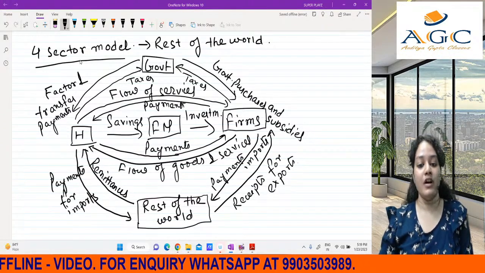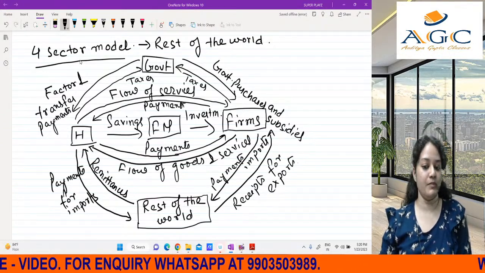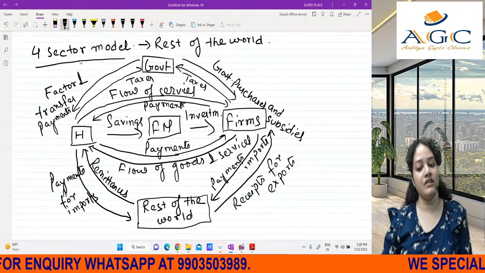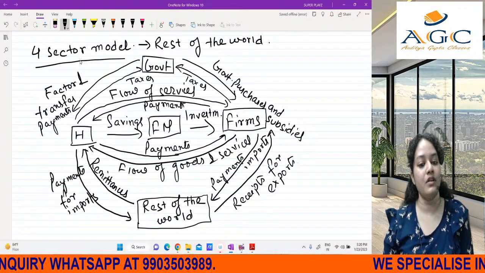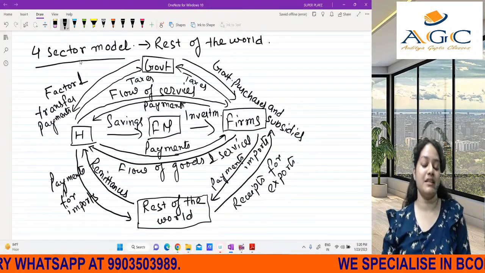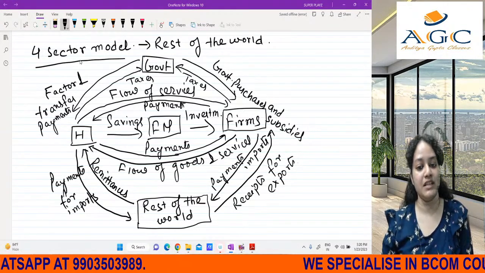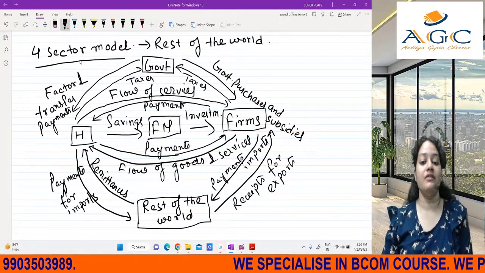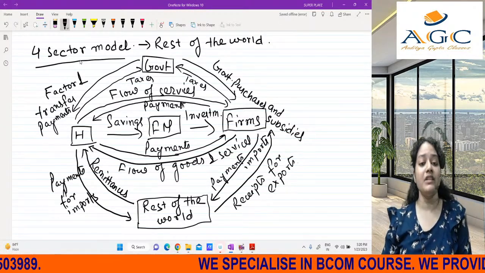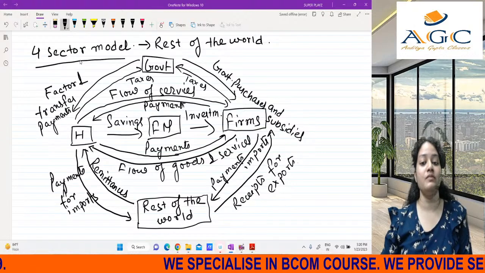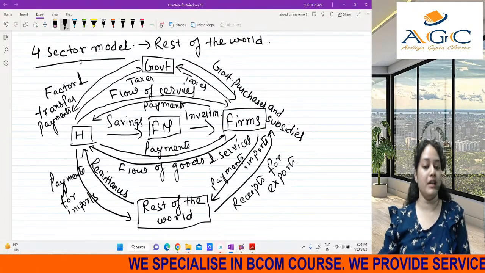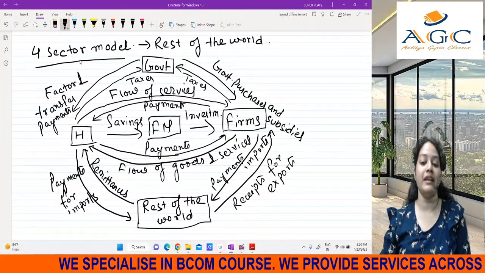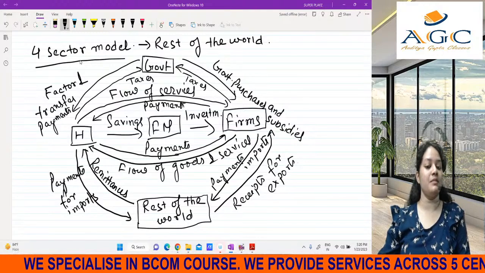Then the firms are the ones who do the production, so from their side to the household side, there is a flow of goods and services. We are buying goods and services from the firms, and the household sector is making the payments to the firms as well for those goods and services. This is your two sector model without savings and investment. Without savings and investment, it is assumed that whatever the household sector is earning, whatever their income is, they are spending it all on the goods and services that are produced by the firms.